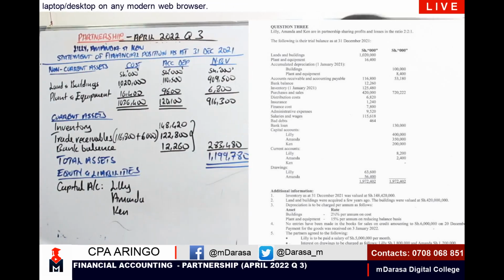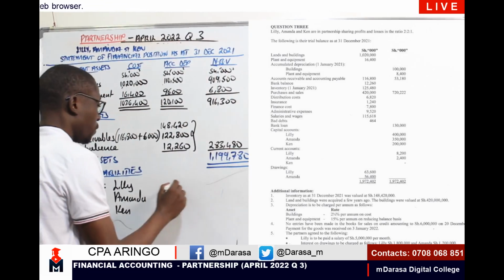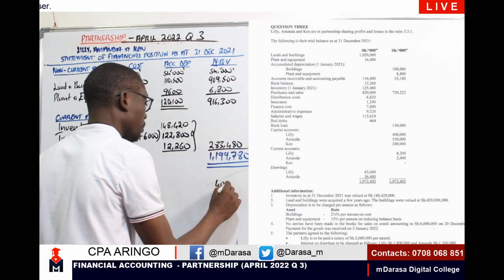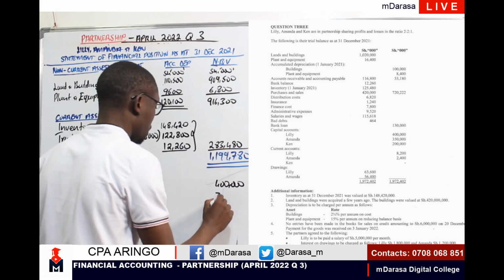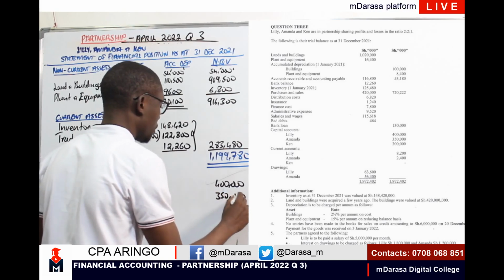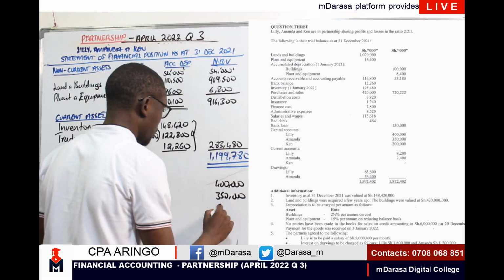Pick the figure directly there. I'm having 400, 350, and 200, right? Capital account: 400,000, 350,000, as well as 200,000.